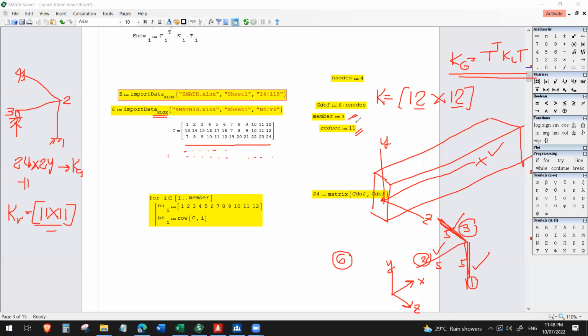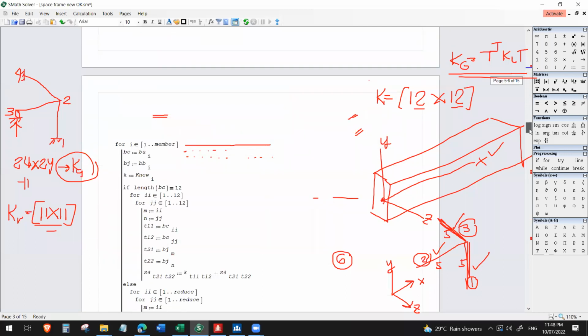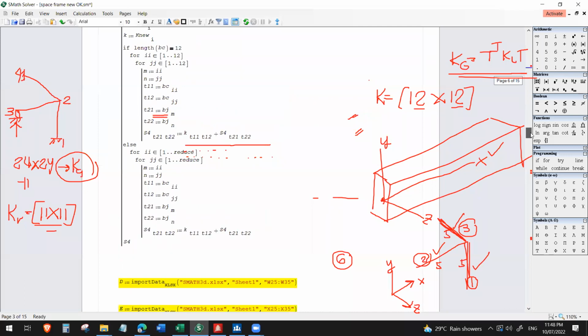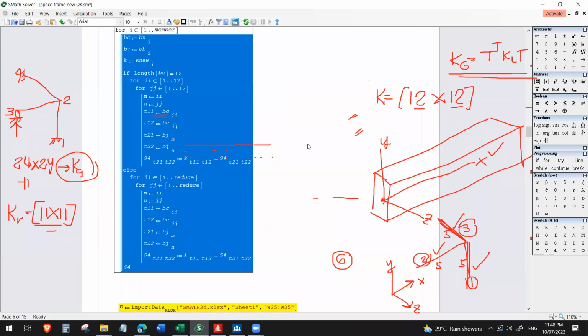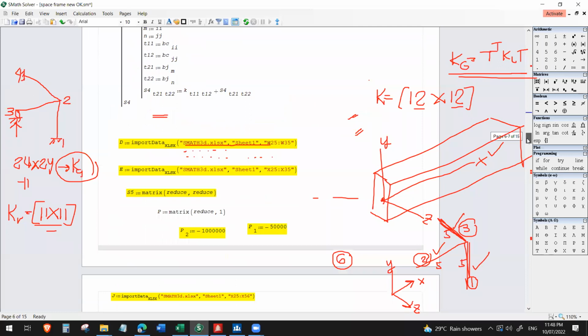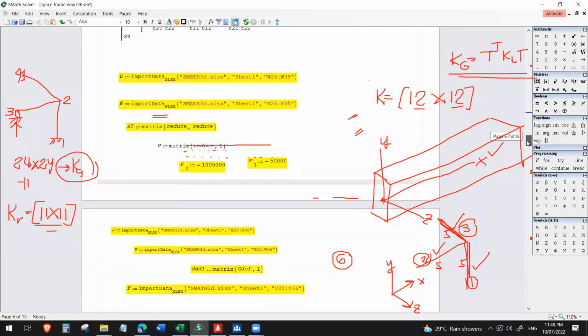We have 3 members, okay, and 4 nodes. So let's define a null matrix with the size of GDOF, meaning that is 24 by 24. So this S4 is the K sub A, no? That one. Okay. So if I run that, once we know, this code computes what we call the absolute stiffness matrix.